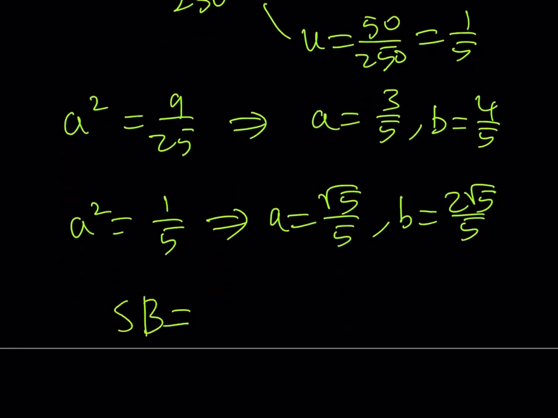So SB is equal to A plus B. SB can be 7 over 5 or 3 root 5 over 5.